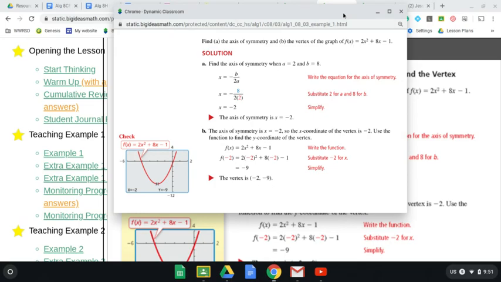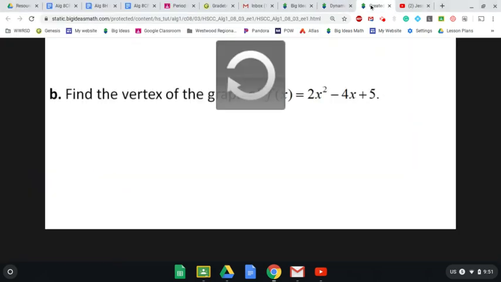Let's look at another example like this, and let's let Big Ideas explain it.